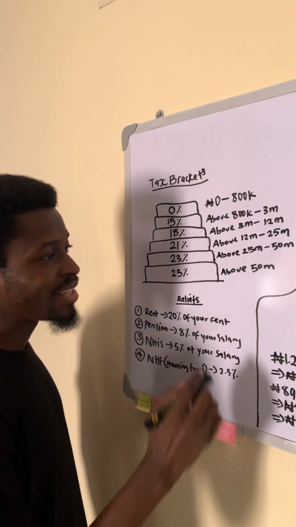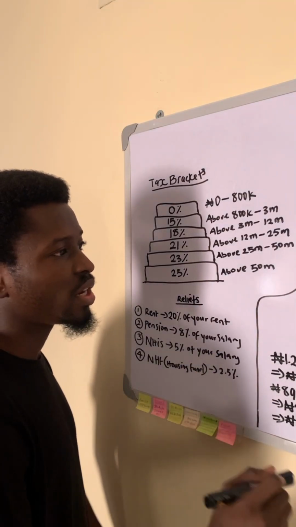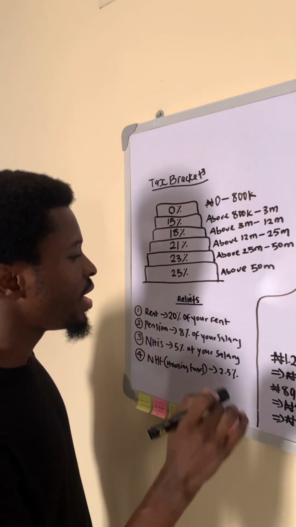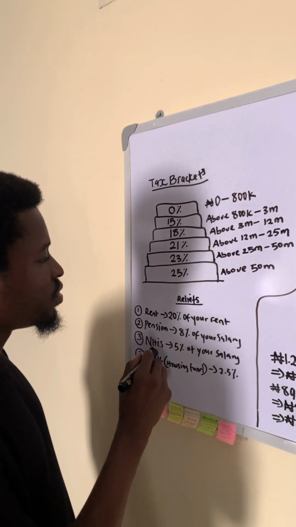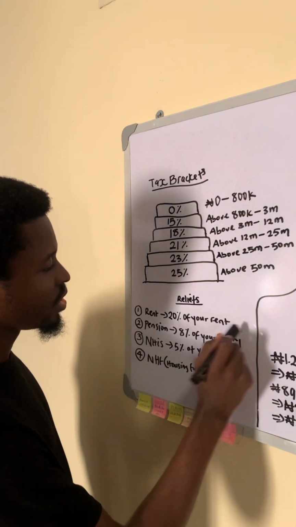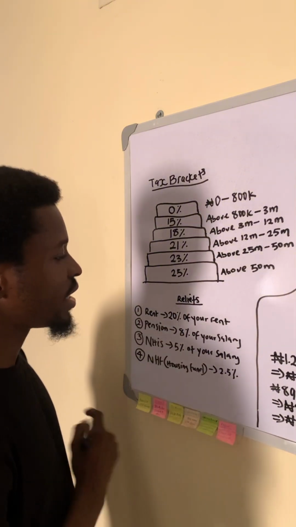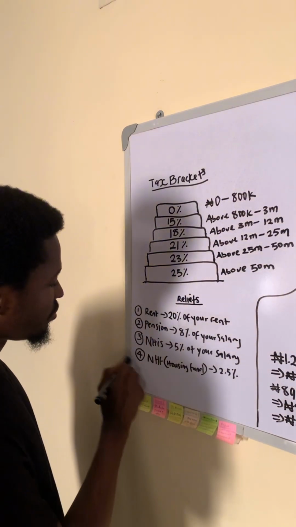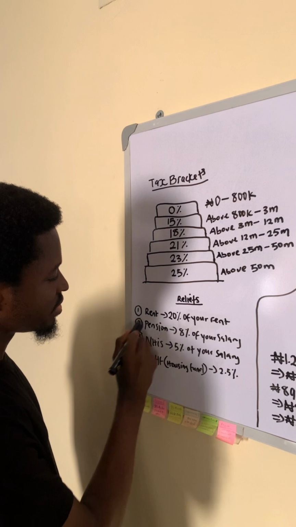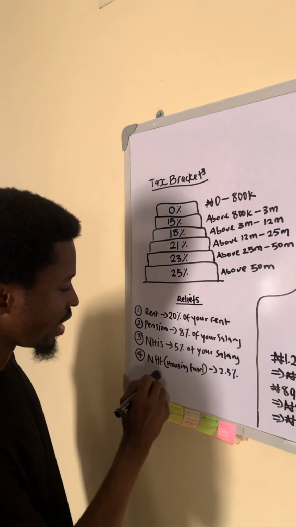In my previous video, I talked about how much tax a salary earner who earns 100k a month would pay at the end of the year. So in that video, I did not include what we call reliefs. Reliefs are part of your salary that the government chooses not to tax. And we have 4 reliefs here, which is rent, pension, NHIS, and NHF.